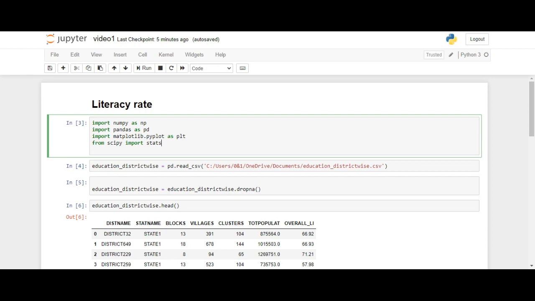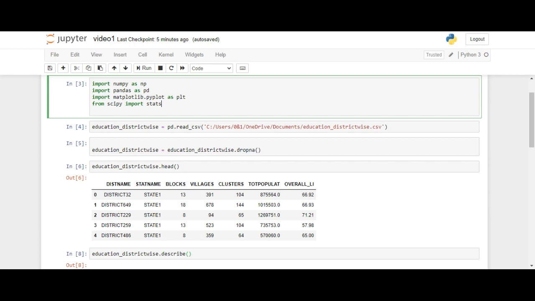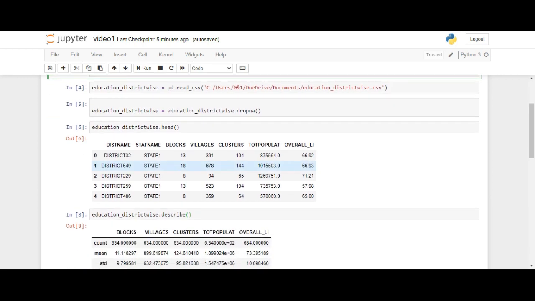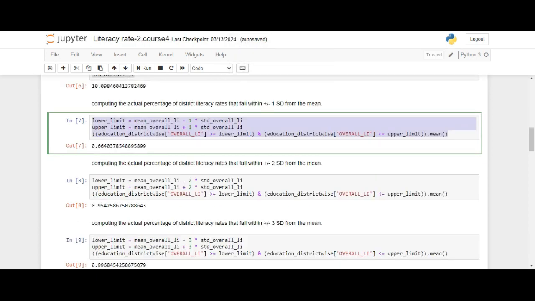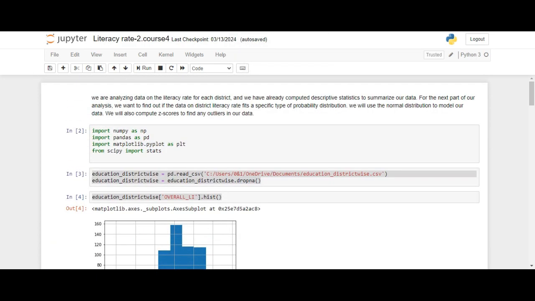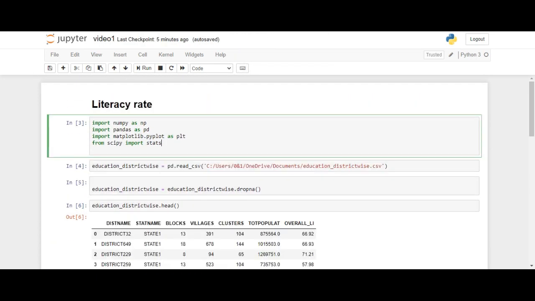So, along with pandas, numpy, and matplotlib.pyplot, we'll also use two other Python packages, SciPy Stats and Stats Models. SciPy is an open source software you can use for solving mathematical, scientific, and technical problems. It allows you to manipulate and visualize data with a wide range of Python commands. SciPy is a module designed specifically for statistics.